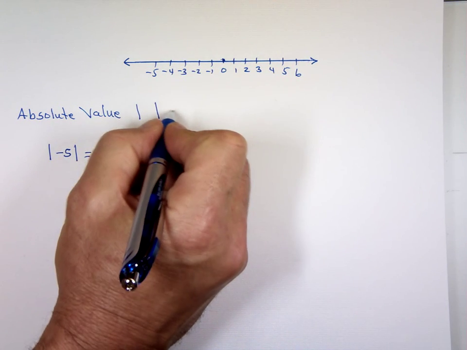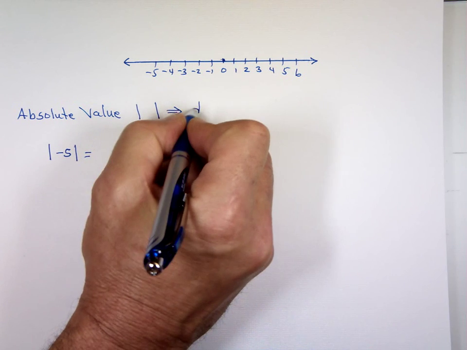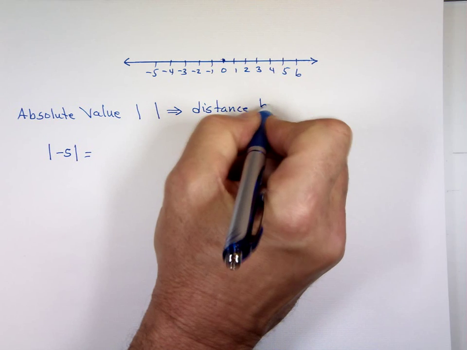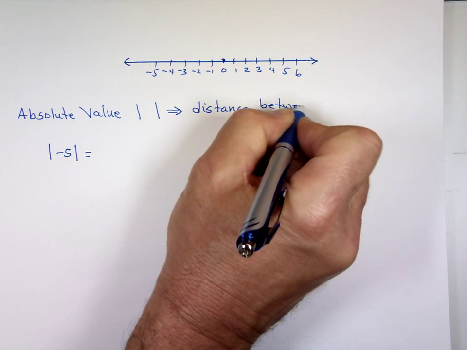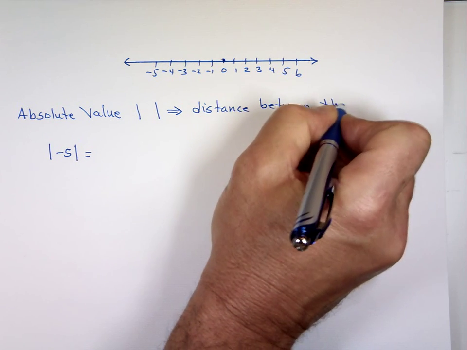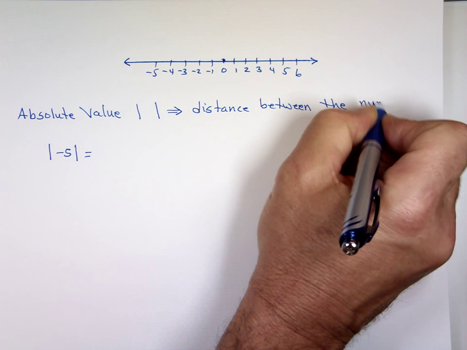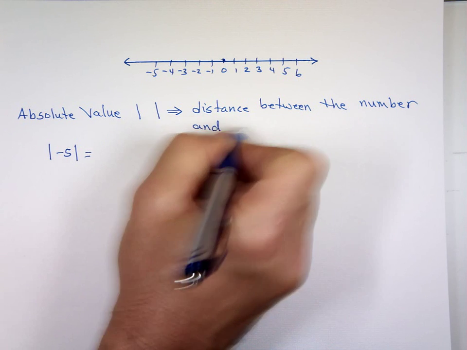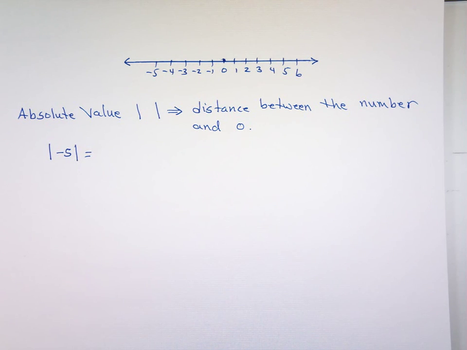The definition of absolute value is the distance between the number and the origin, which is 0. That's really the definition of absolute value. What is the distance from -5 to 0? How many units? 5. Distance will never be negative, so the absolute value is always a positive answer.